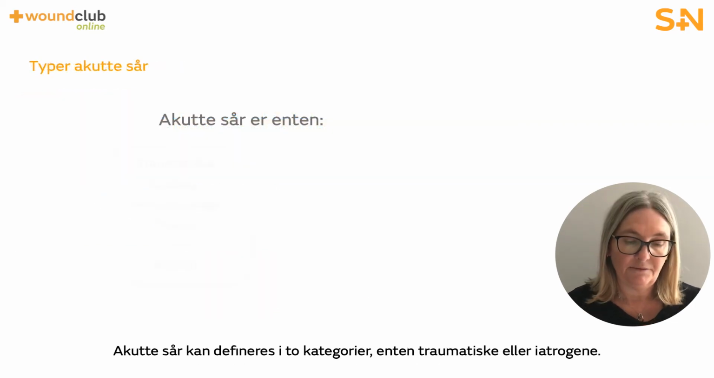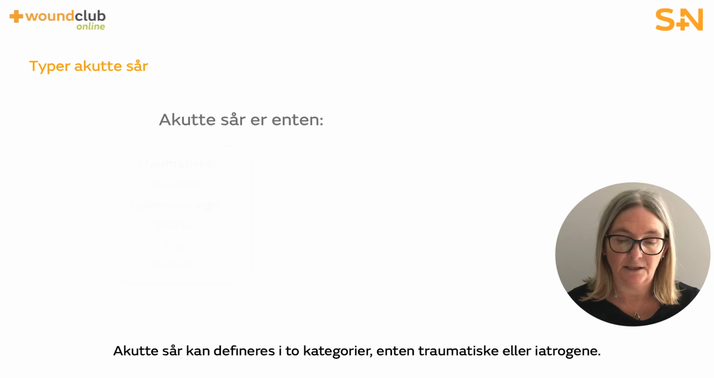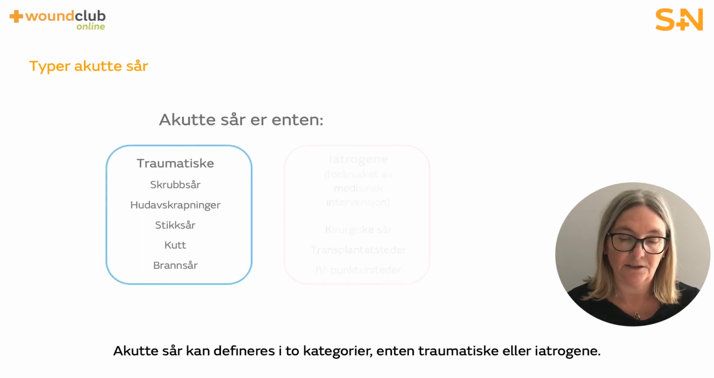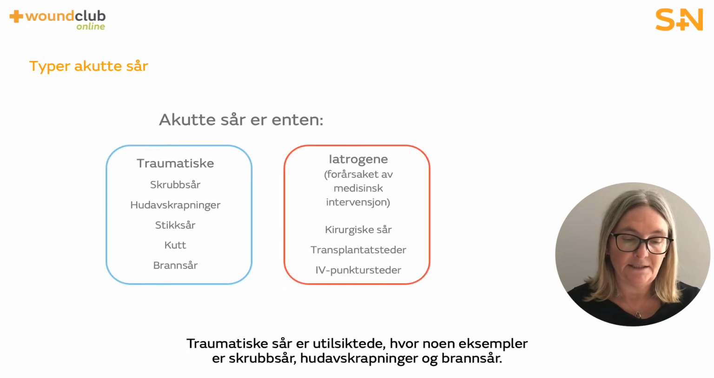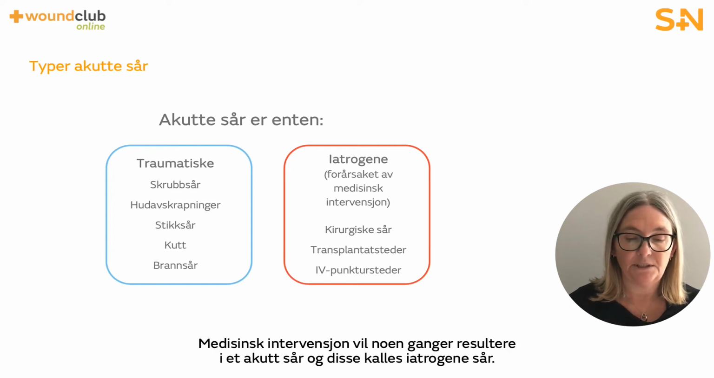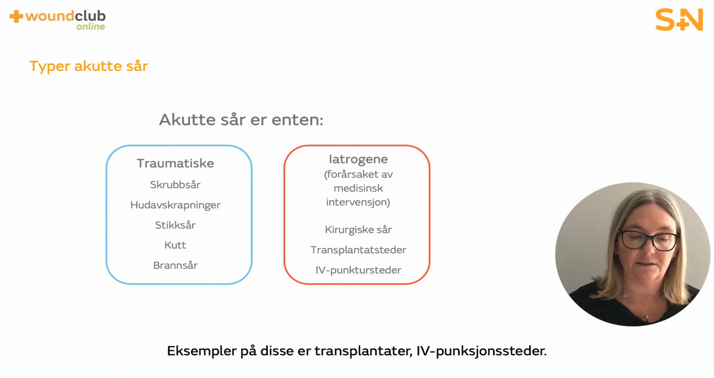Acute wounds can be defined in two categories, either traumatic or iatrogenic. Traumatic are unintentional wounds, with some examples being abrasions, skin tears and burns. Medical intervention will sometimes result in acute wounds, and these are known as iatrogenic wounds. Examples of these are skin grafts, IV puncture sites.